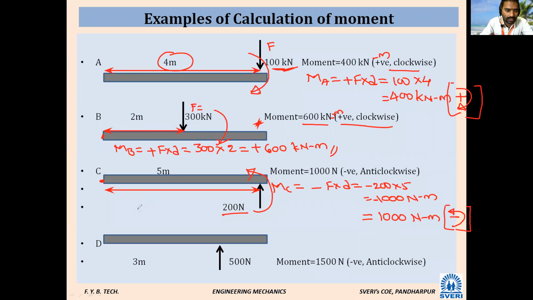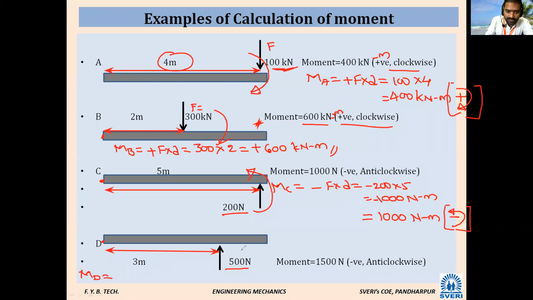Okay. Next, in the last problem, this is the point D. M about D he has to find out. So there is a force 500 Newton. This 500 Newton is acting at a distance of 3 meter. 3 meter is given. So I need to find out the moment about the D point.